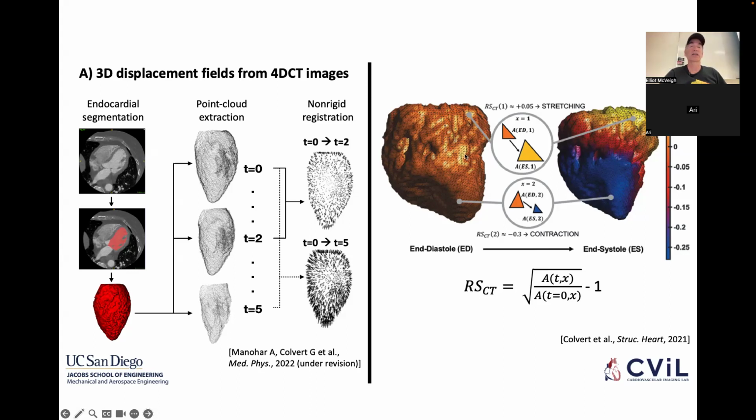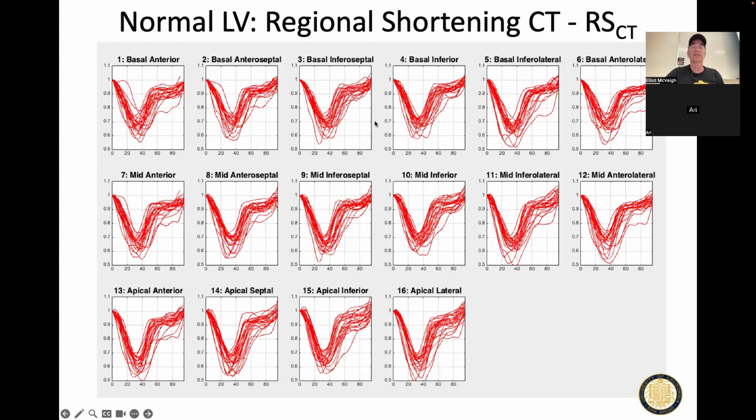So here's my starting configuration. At some time later, everything's moved. This part of the tissue is contracting very well. Everything's coming together. This part of the tissue is getting stretched out because it's abnormal. It's not coming together, right? So we call this value regional shortening with CT, just like fractional linear shortening. This is what that regional shortening looks like as a function of position in the heart.